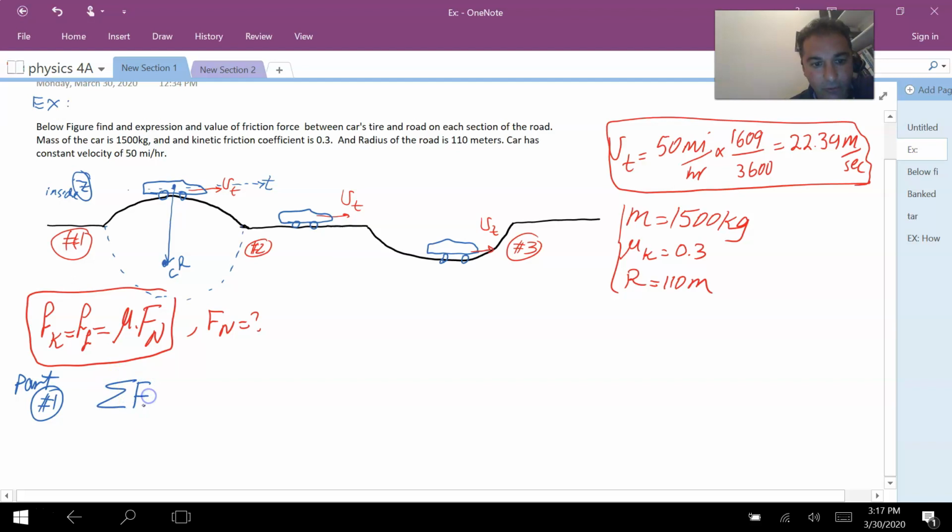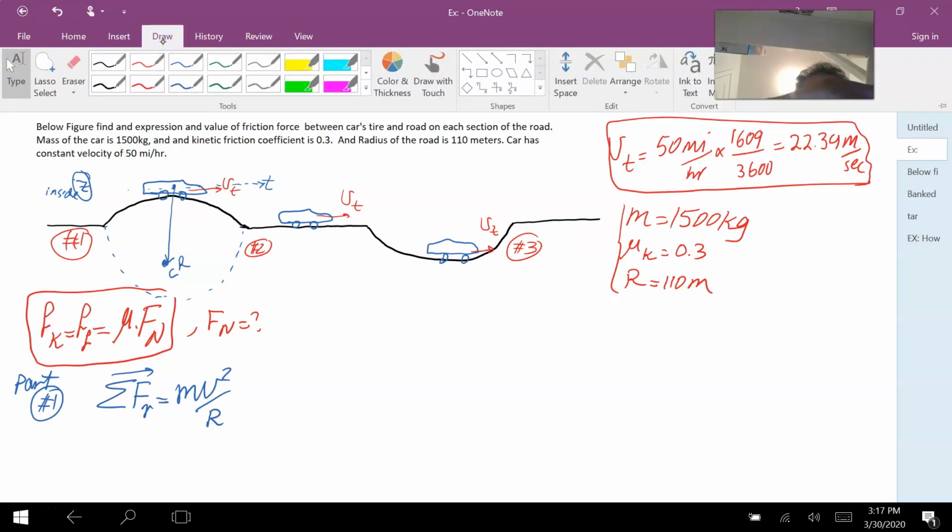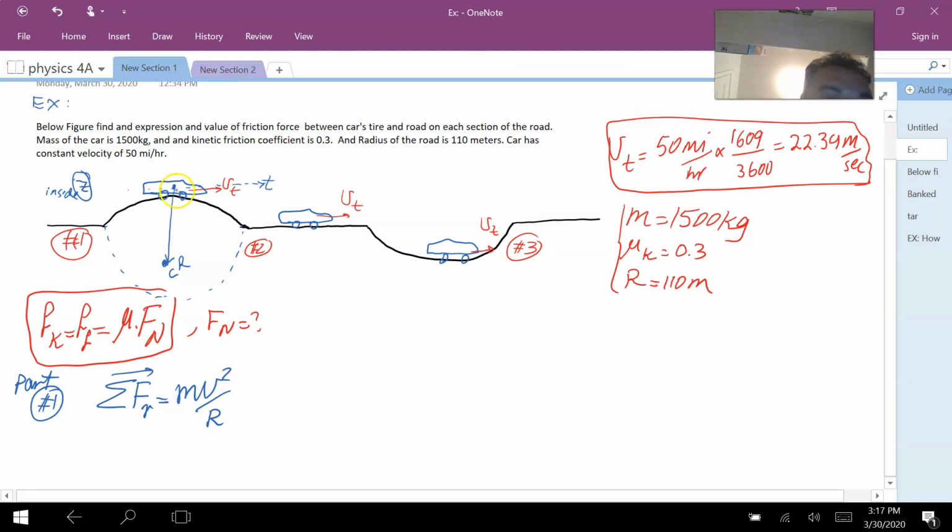I see that I have only forces on radial axis. Let's verify forces on radial axis. Watch it. How many forces do I have on radial axis? Let me go by green. Of course, this is mg. And what is this one? Fn, correct? mg and Fn.